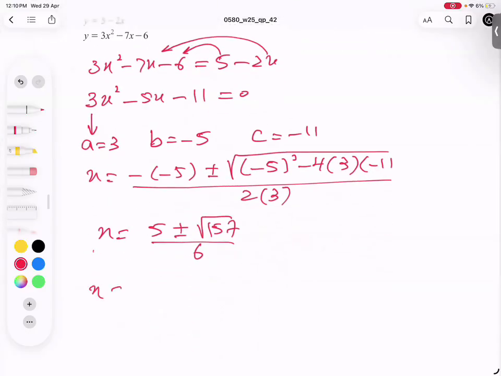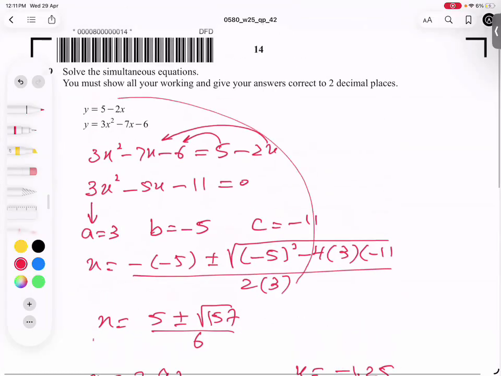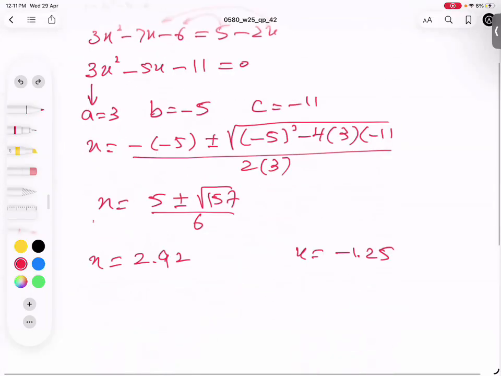Now, students, I can check it. If I check 5 plus root 157 divided by 6, we get the first answer 2.92. And the second value I'm getting here, 5 minus root of 157 divided by 6, and that answer is coming negative 1.25. And students, both values we are going to plug into this, 5 minus 2x.